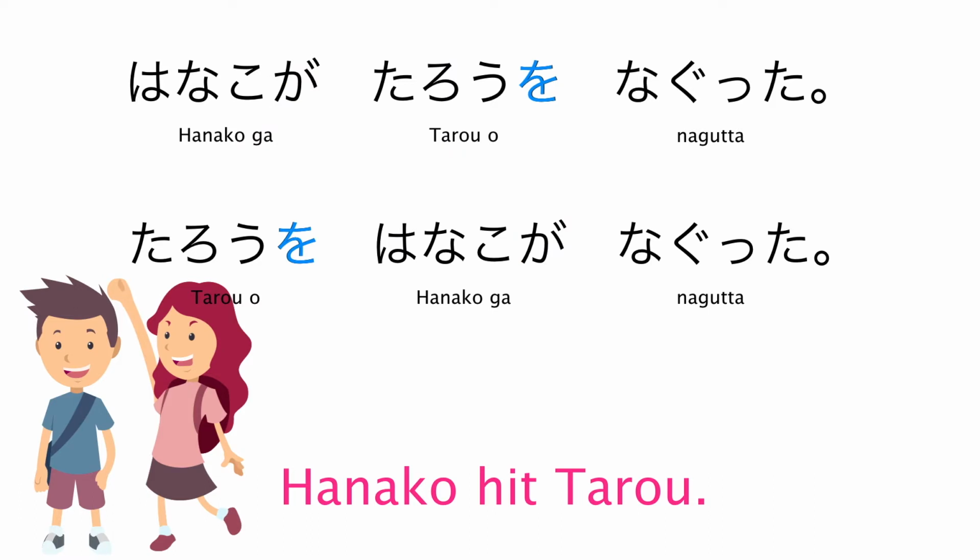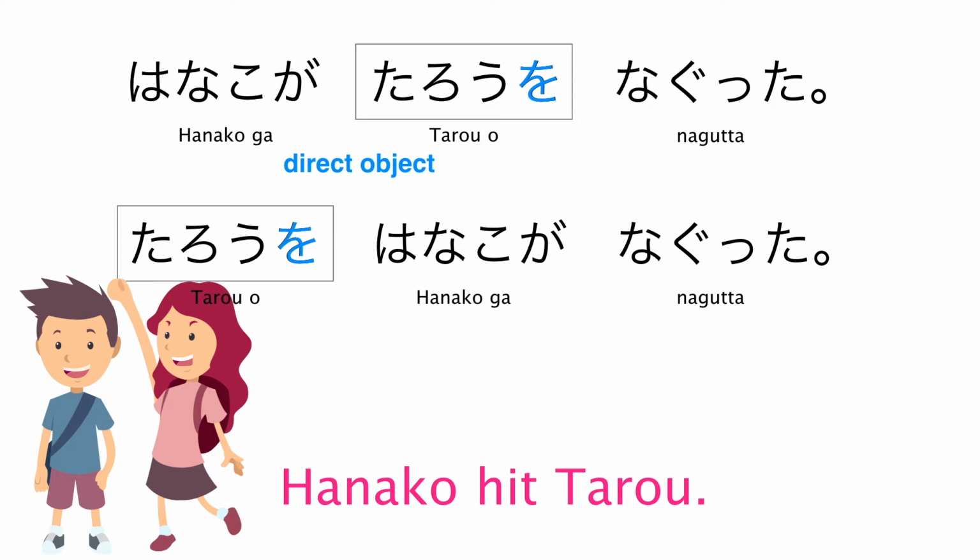And the little o marks the direct object of a verb. So in both sentences, it is Taro who is marked as a direct object of the verb nagutta. By a direct object, I mean the receiver of an action. So Taro is the receiver of the action of Hanako's hitting, and Hanako is the doer of the action in each case. So you see how the word order plays no importance in Japanese sentence structure.